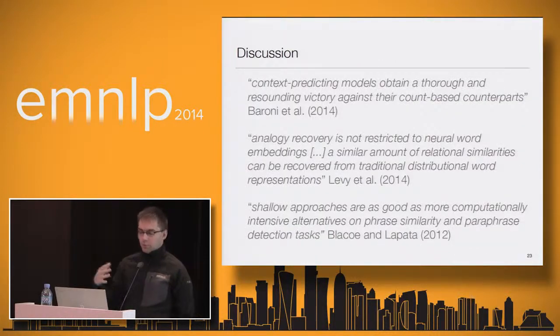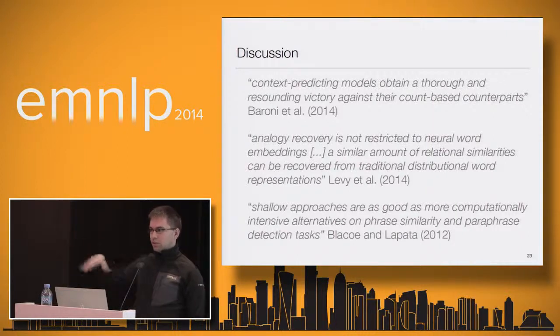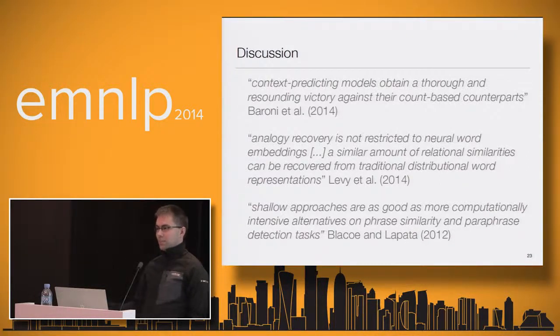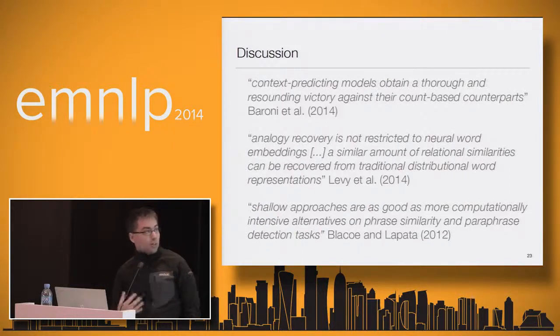So now we need to put ourselves in context, see what others did, and compare to the previous work. I guess all of you read this great paper by Baroni, "Don't count, predict!", and part of it says that context prediction models obtain a thorough and resounding victory against their count-based counterparts. That was a very strong statement, which we partially support, I think.